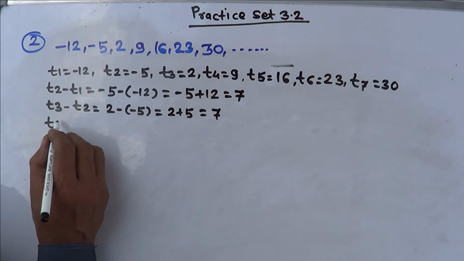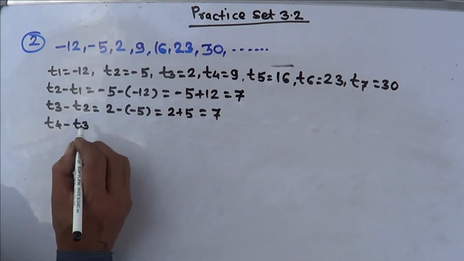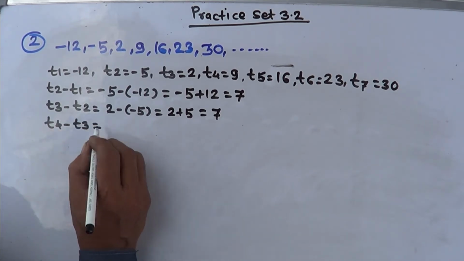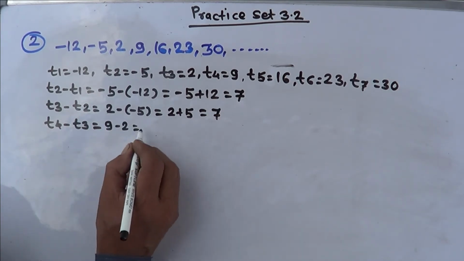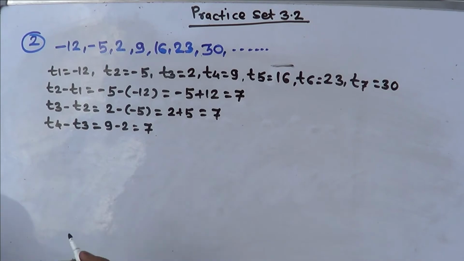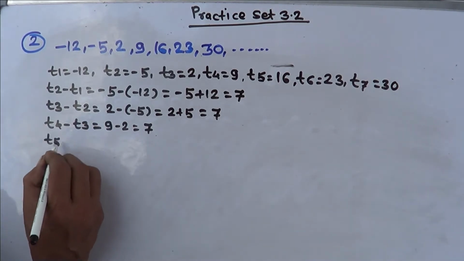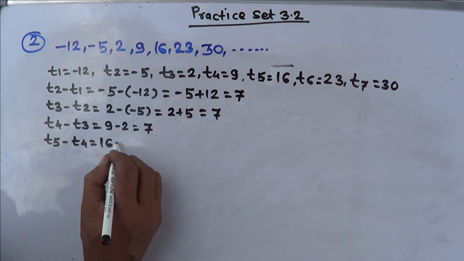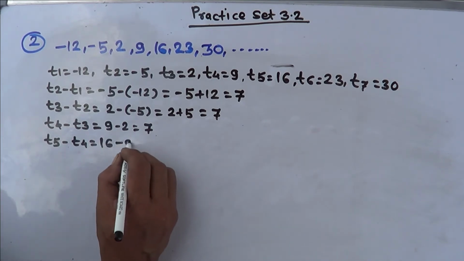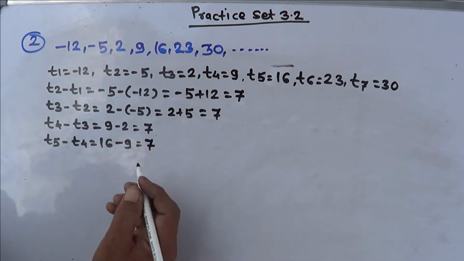Again T4 minus T3, that is 9 minus 2, the answer is 7. Again T5 minus T4, 16 minus 9, which is equal to again 7.